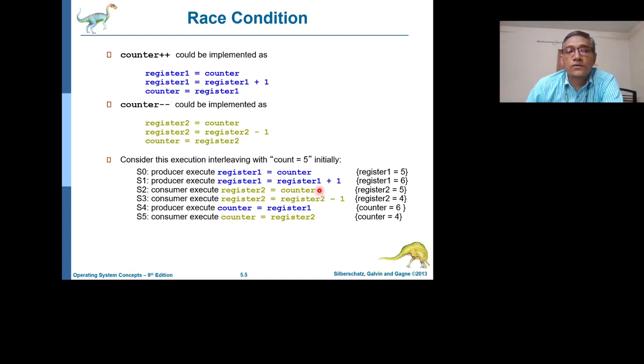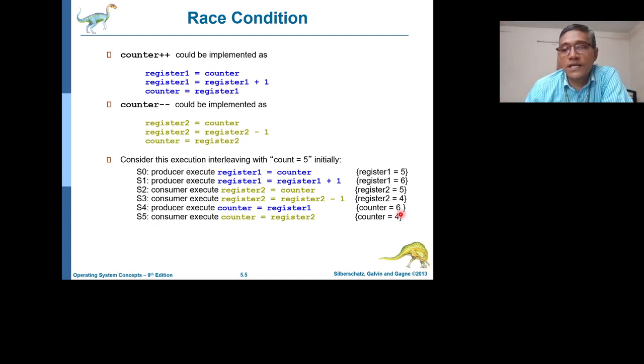So the counter value 5 will be assigned to register 2 at time S2, and at time S3 again the consumer process executes, in which it decrements the register value of 2. So the register 2 value is 5, 5 minus 1 is equal to 4. Now at time S4, the producer executes the last statement, counter equal to register 1. Now the value will be 6, and the consumer executes the last statement, counter equal to register 2. Now the value will be 4.